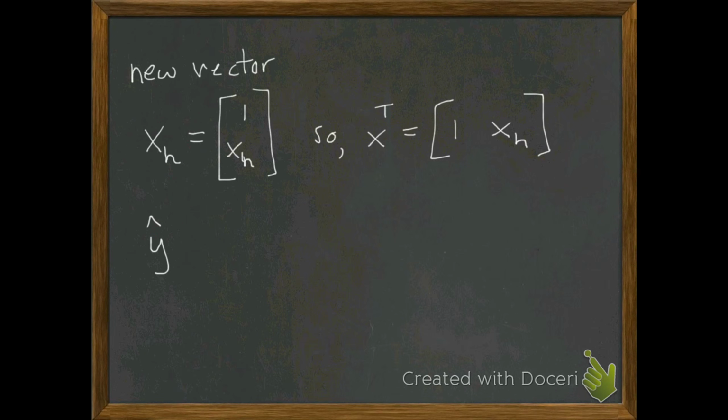All right, now we know that our predicted value in general is going to be x times beta. Well, in this situation, if we're going to get this, we're going to have to look at the transpose times the beta vector.